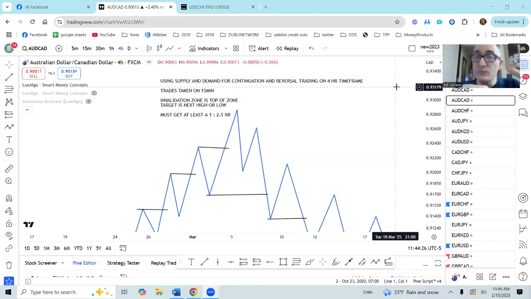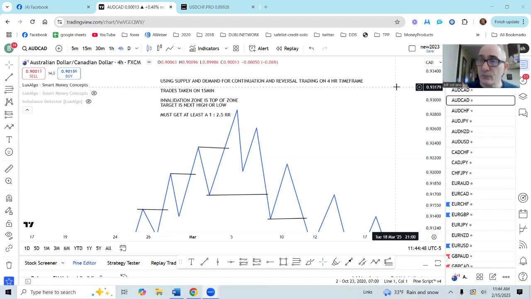So it can be a continuation trade. It can also be a reversal trade. I'll show you that here in a second. The trades will be taken on a 15-minute time frame. So once price hits that 4-hour supply or demand zone, we're not going to just trade. We're not going to just set our limit orders there, although there could be some instances where we do.